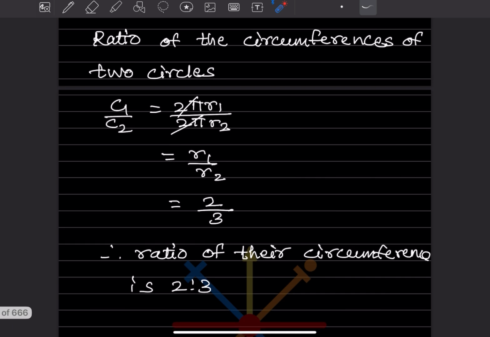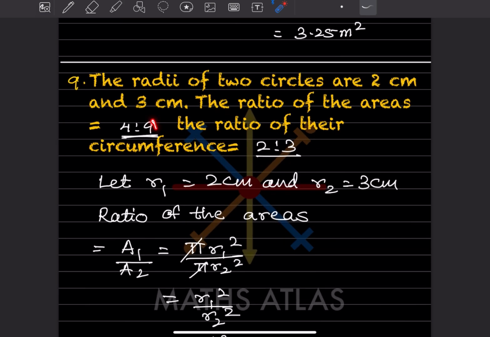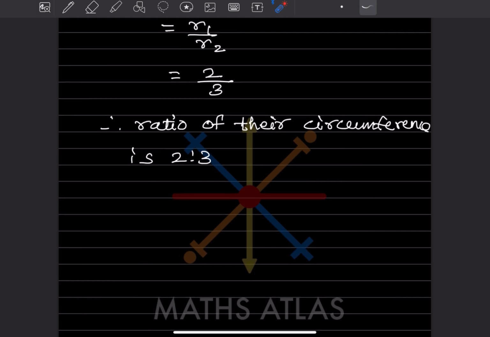We want the ratio, so the ratio of the circumference is 2 is to 3, and the ratio of the areas is 4 is to 9. So we can put the values over here. That's the answer. By this we have completed today's work.